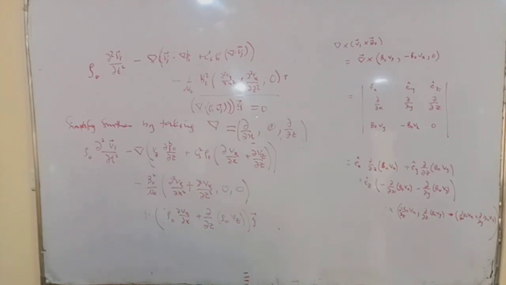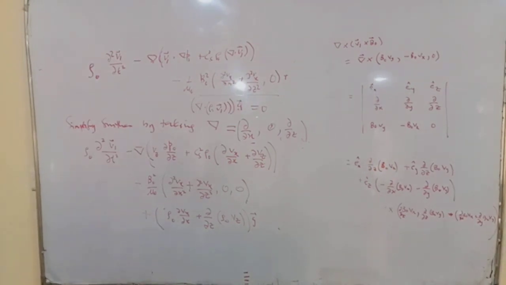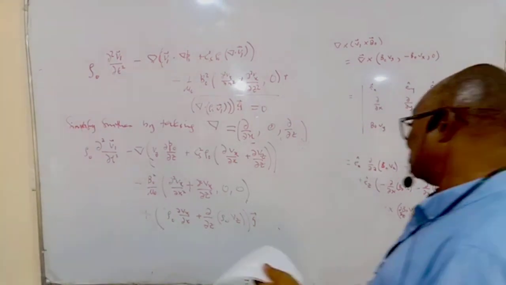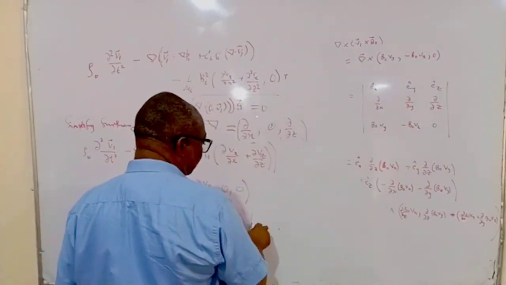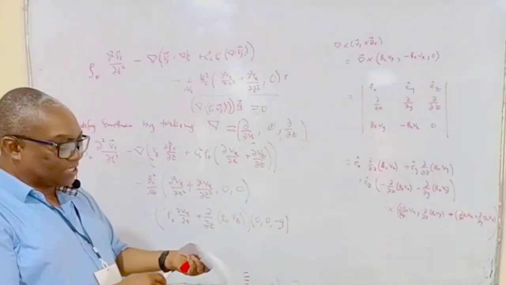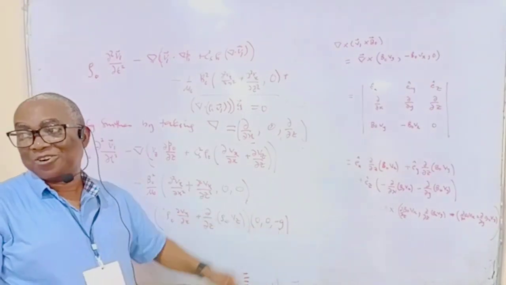For example, you will see that the X component does not have G. In fact, let me write the G the way it's supposed to be, so that in place of that G, you are having 0, 0, I think minus G. So you will see that the X component does not have G. It's only the Z component.